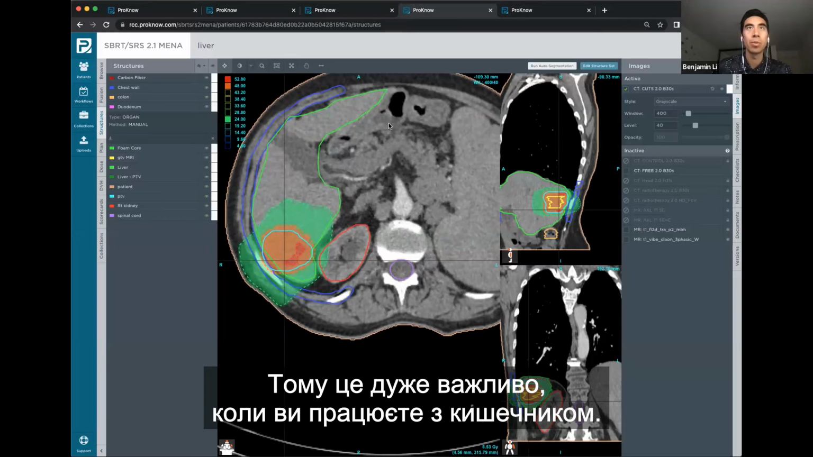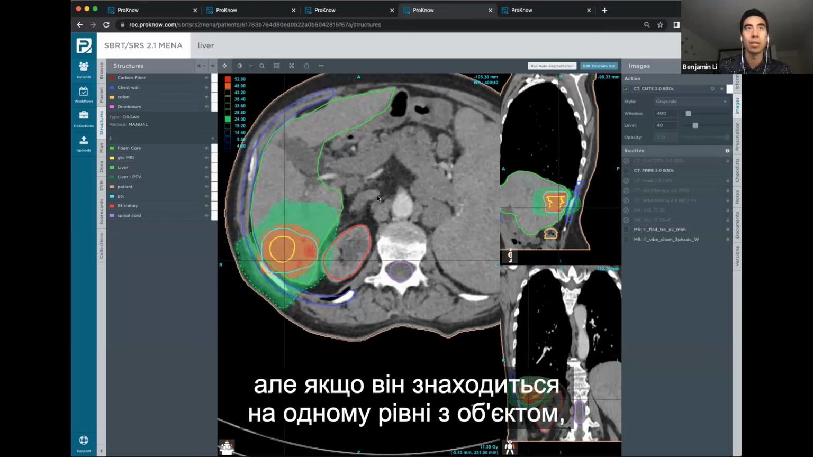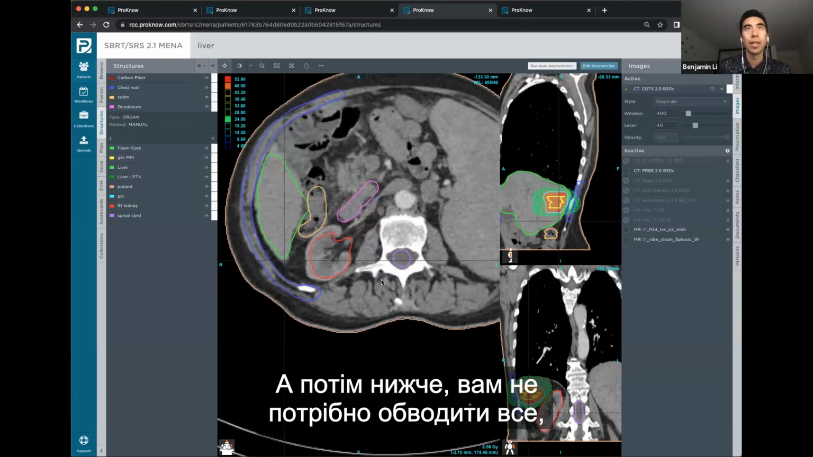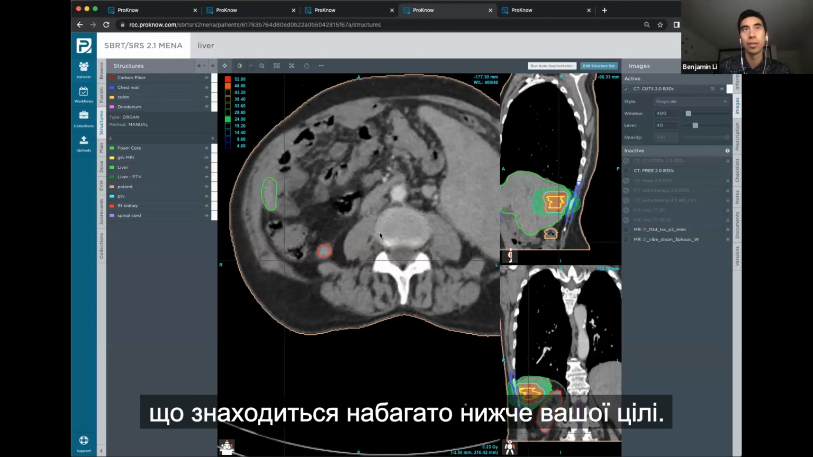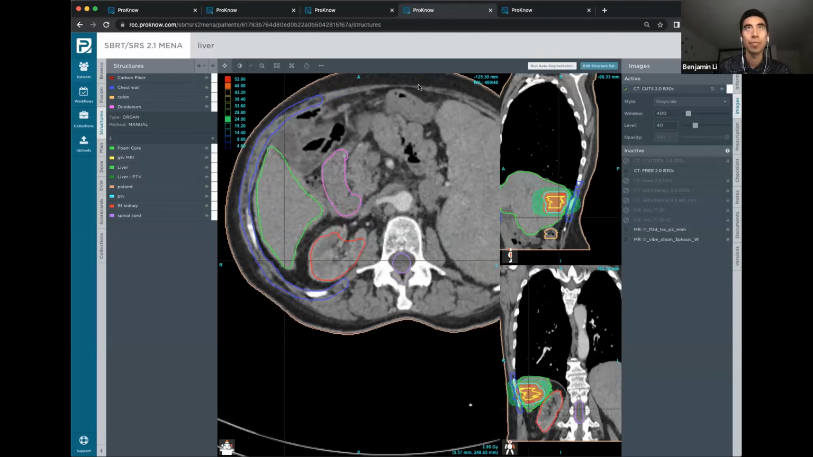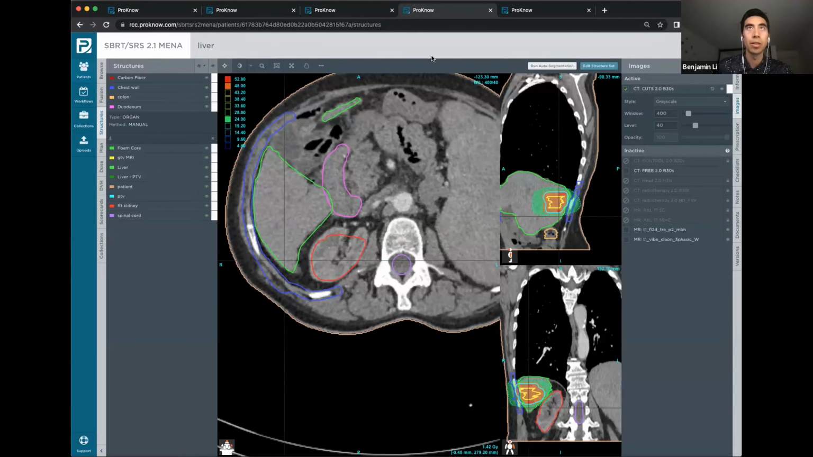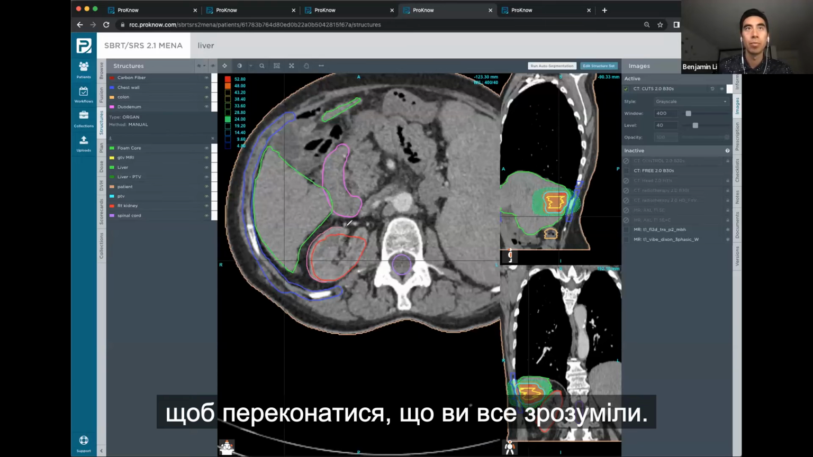So this is really important when you're doing bowel. I know it can be tedious because there's so much of it to contour, but if it's on the same level as the target that you're contouring, you generally want to contour the bowel. And then lower down, you don't need to contour everything that's way lower than your target. So that can save you some time. The kidney, you should use a little bit of polishing here. So if I were to make a correction, just want to make sure that you're being complete.